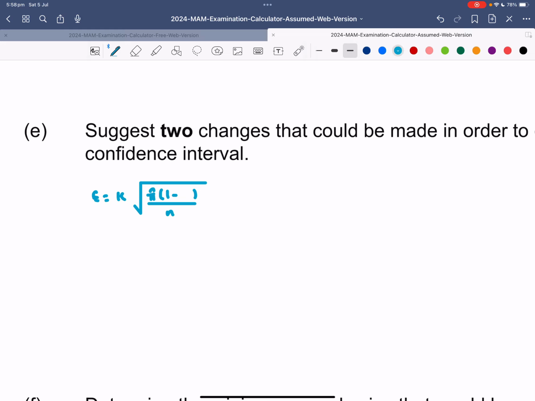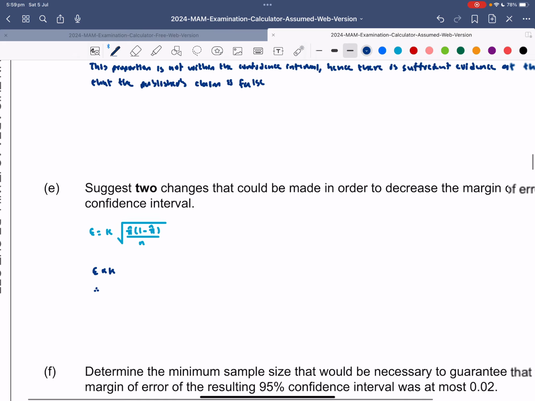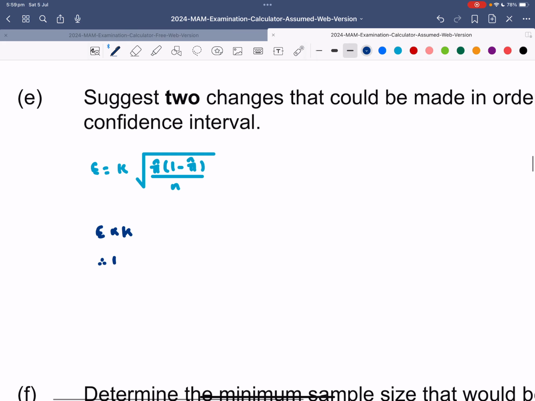So what I'm trying to say is that even though the sample proportion itself does affect the margin of error, it's not something that we can change. We can't change the sample proportion. It is what it is. What we can change is we can write that the error is directly proportional to k. Therefore, one thing that we could do is decrease the confidence level. Remember, we're trying to decrease the margin of error, so therefore decrease the confidence level.